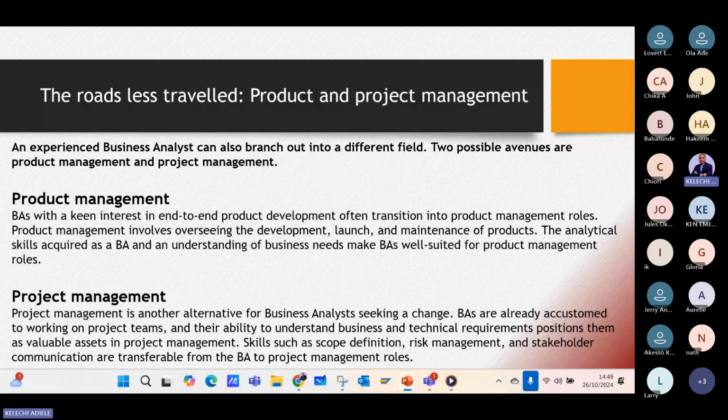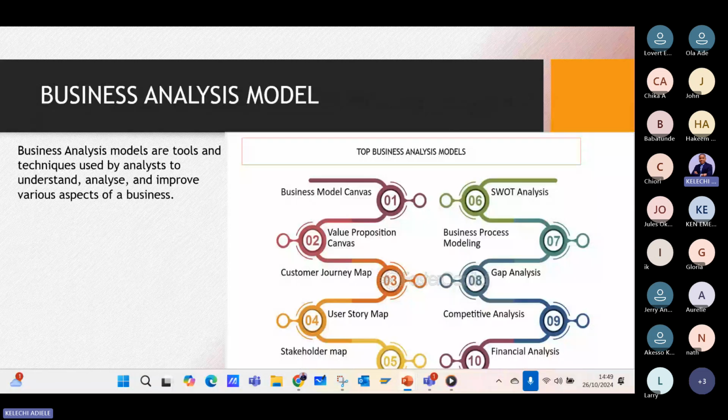So this is just showing us our model, how business analysis tools and models work. How do we drive projects within the business analysis space? What kind of tools do we use? What kind of models do we use? These are some of the models we use: SWOT analysis, business process modeling, stakeholder mapping, user story mapping, gap analysis.